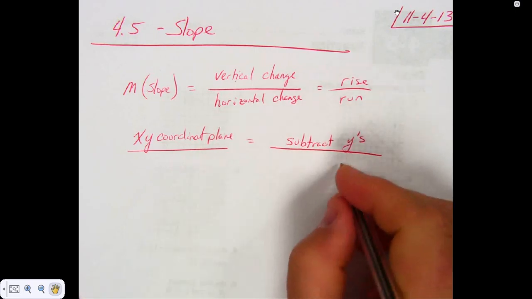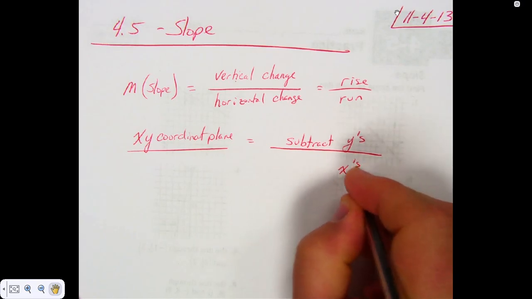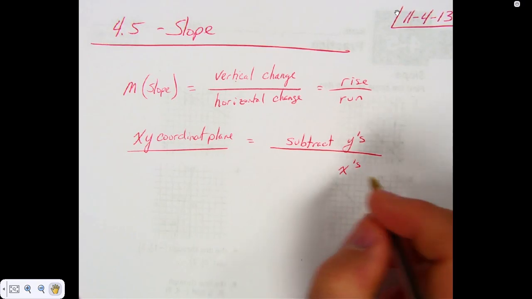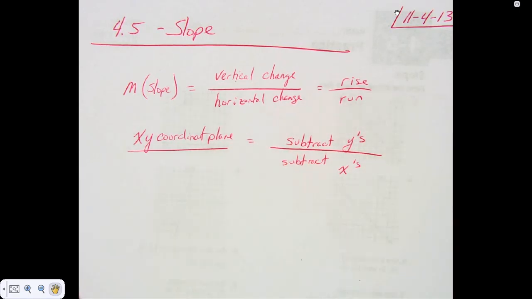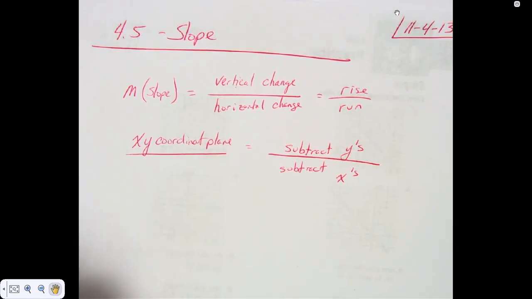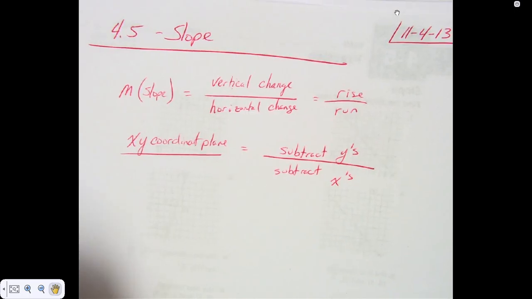what does horizontal mean? Up and down? Nope, left and right, rather. But on the XY coordinate plane, what am I talking about? The X-axis. Isn't that the left-right one? And what does change mean? Subtract. Subtract your Y's over subtract your X's. Now, that should sound somewhat familiar.